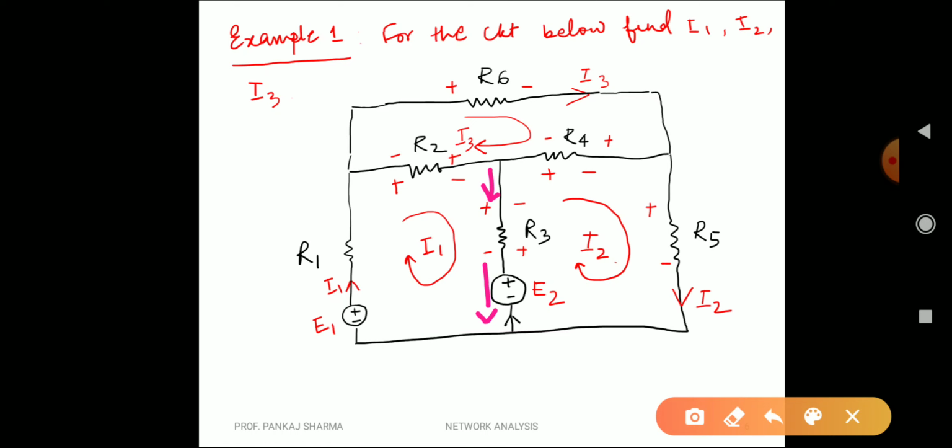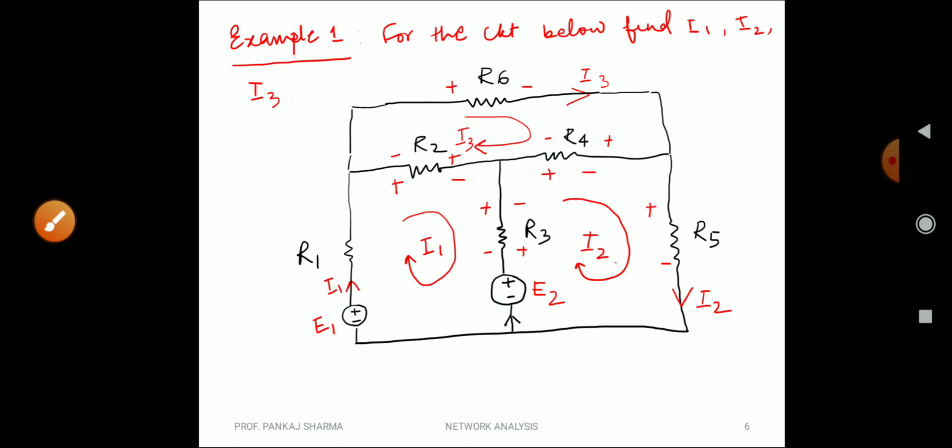Once you have given the sign convention, it is easy to write down the KVL equation around a closed path. How? Let's see. Dear students, the circuit is clear to you. Let us move towards the equation part of this example number 1.